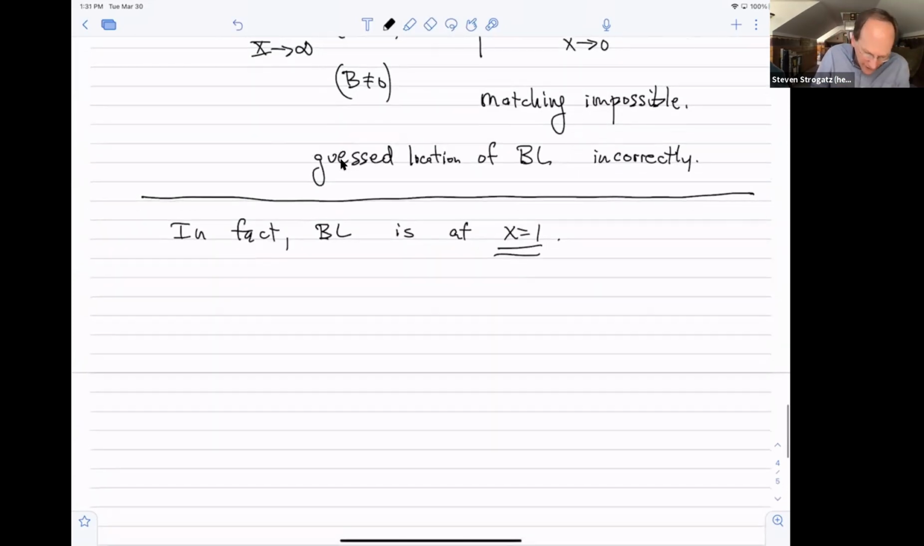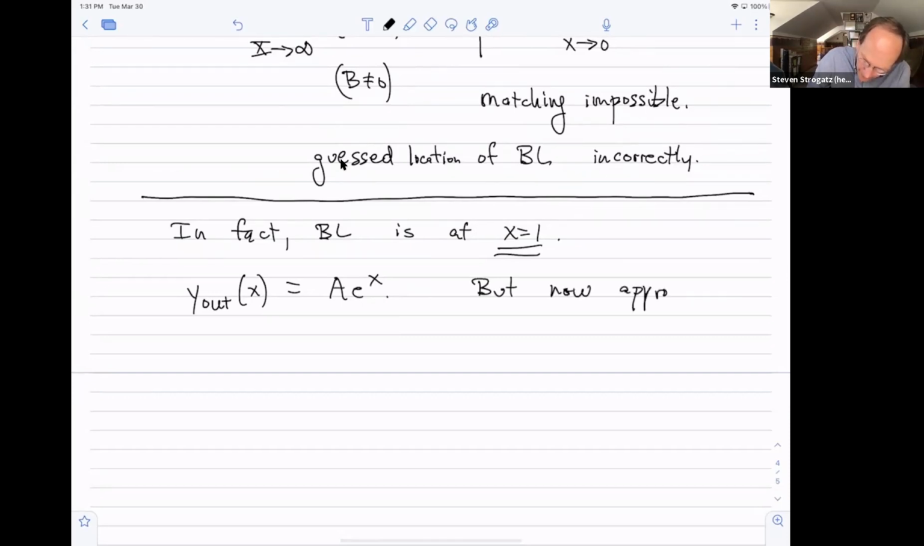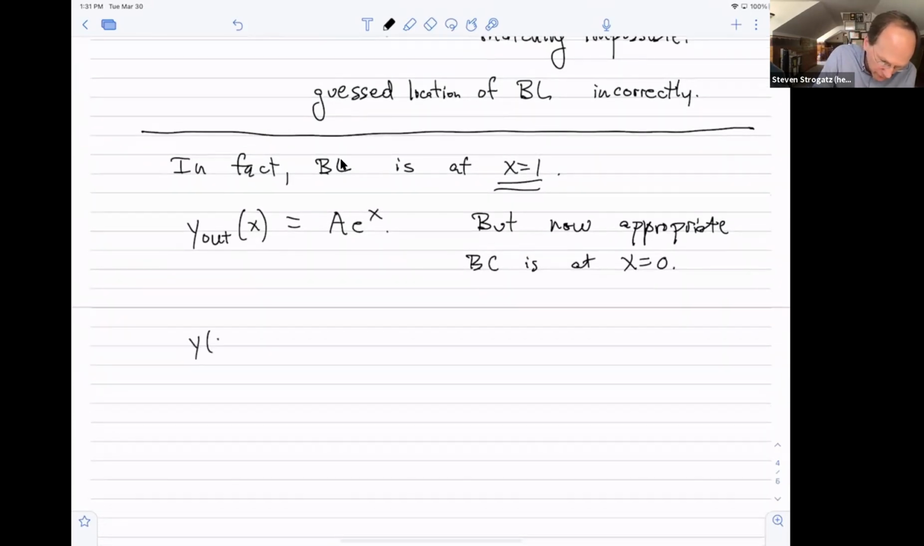And so let's see, we can salvage some of our earlier work. It would still be true that y outer of x is of the form a e to the x. That's still true. But now the appropriate boundary condition, since we're thinking that the outer region goes all the way back to x equals 0, now that we understand that, the appropriate boundary condition is at x equals 0, which you may recall was that y of 0 was 0.